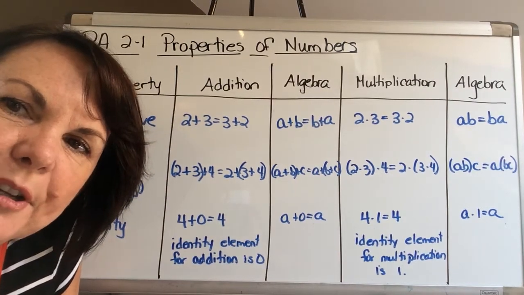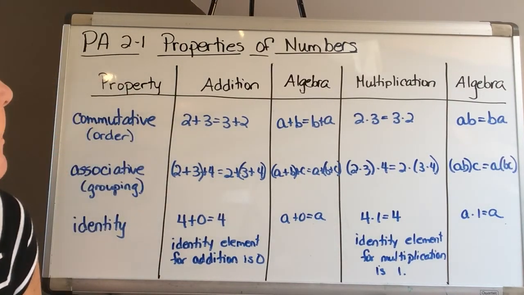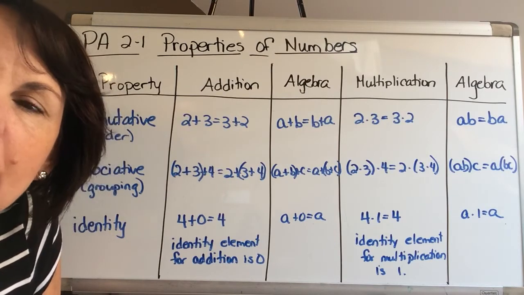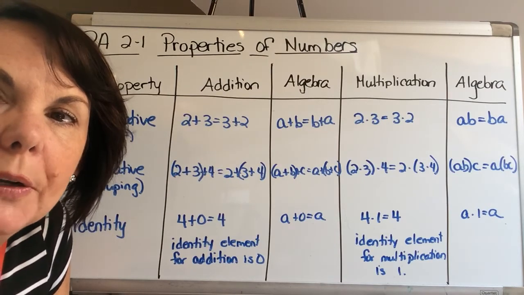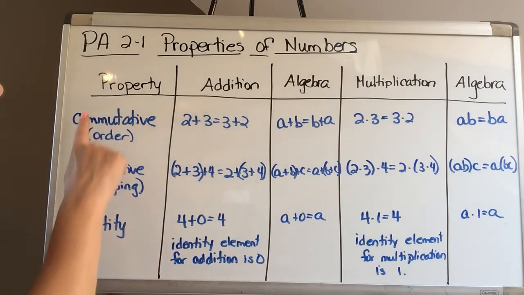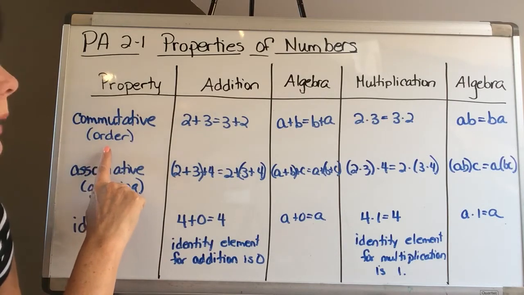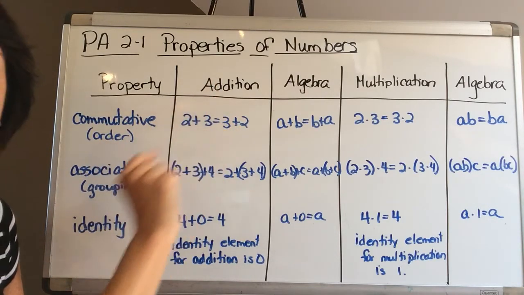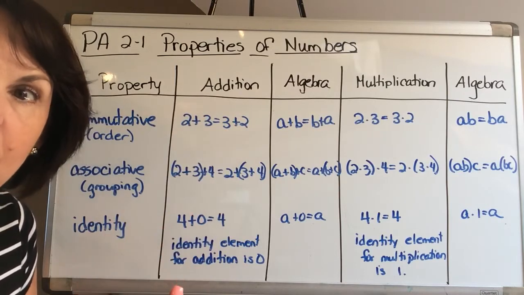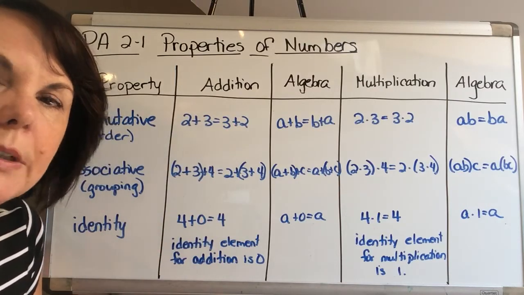Hi, today we're going to talk about the properties. First one we have is the commutative property, and we know that this is the property of order. So in the chart that I made, the commutative property is the property of order with respect to addition. So now you're going to have to tell me, is the commutative property with respect to multiplication or addition?